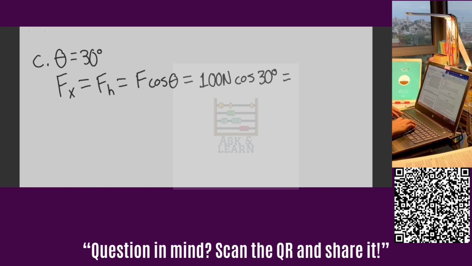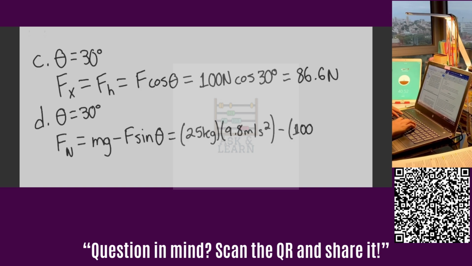For part D, again, the angle is 30 degrees. And now we're trying to solve for the force normal. We can use the exact same formula, and we can say that the force normal would then equal mg, here it would be minus the magnitude of the applied force times sine of 30 degrees. So this would be 25 kilograms multiplied by 9.8 meters per second squared, minus 100 times sine of 30 degrees. So our force normal here would be 195 newtons.